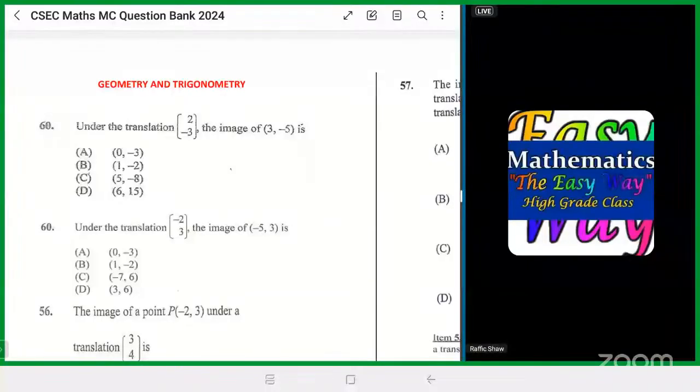The question says to describe the transformation. In other words, they're asking us which two transformations. This is the first one. What are the two transformations? Look at it now. What is the first one? Reflection in what? You can't just say reflection. And then the second one is an enlargement.